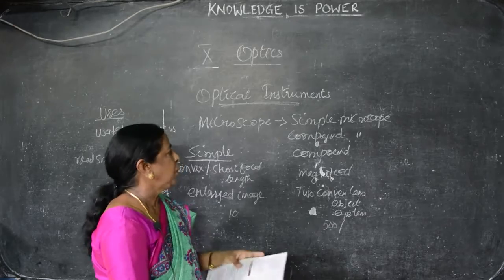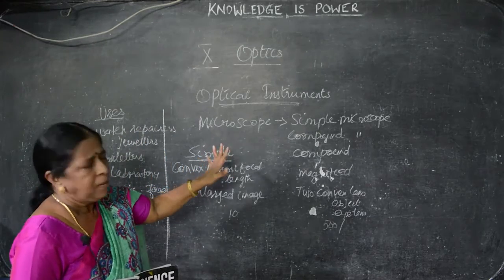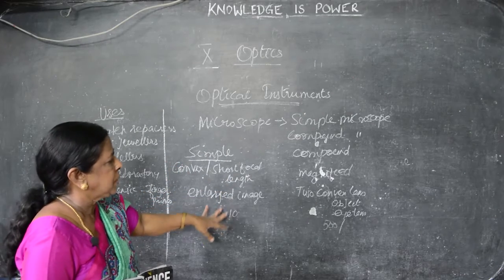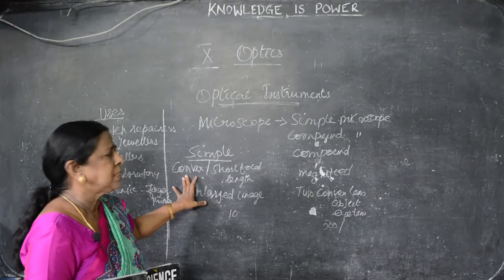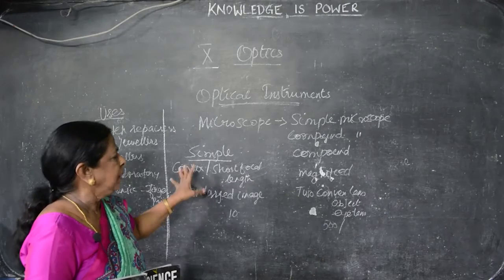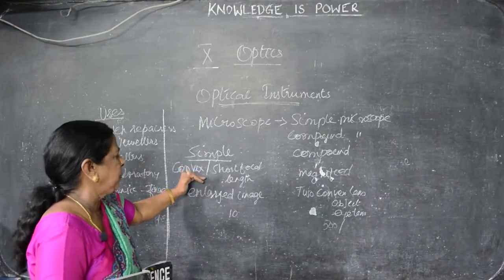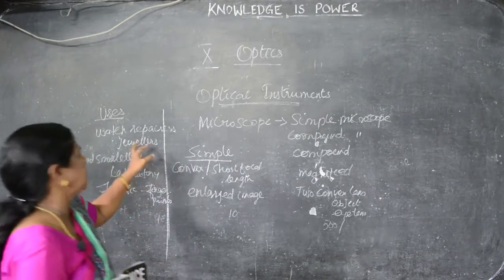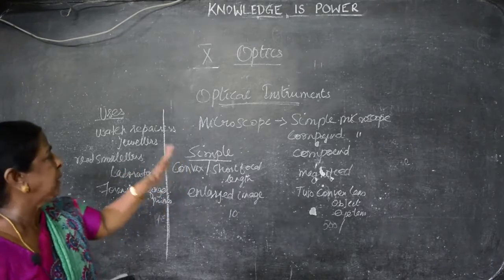Clear? So what all I say? There are two microscopes. One is simple microscope, other one is compound microscope. Whether it is simple or compound, what lenses are used? Convex lens only. Here only one convex lens is there because it's very simple. We can get very minute objects only from that. Because of this short focal length, it can be used only by those who are handling very minute things.